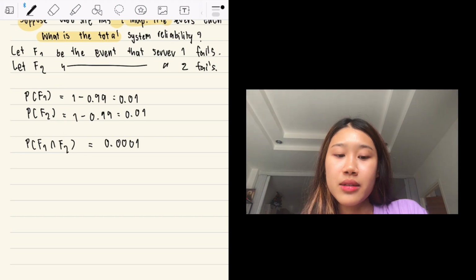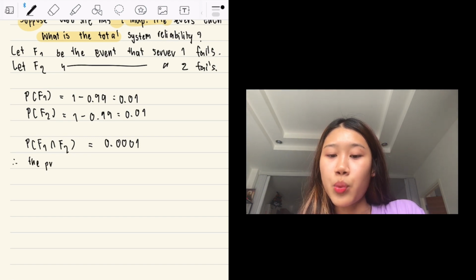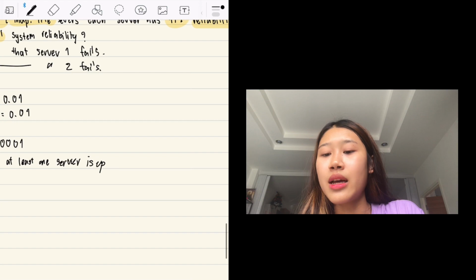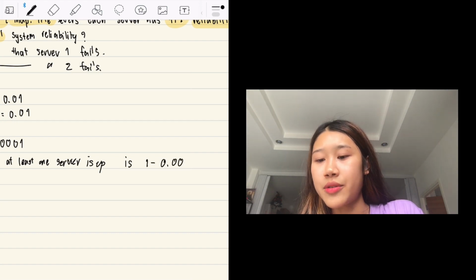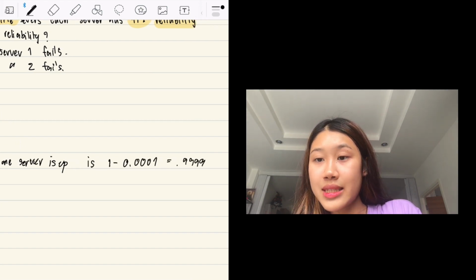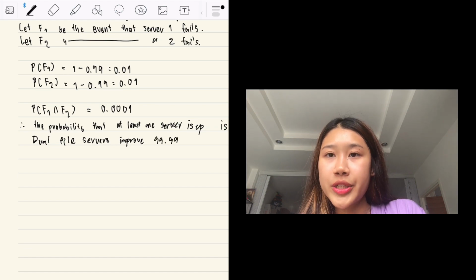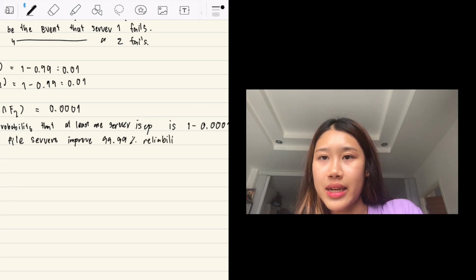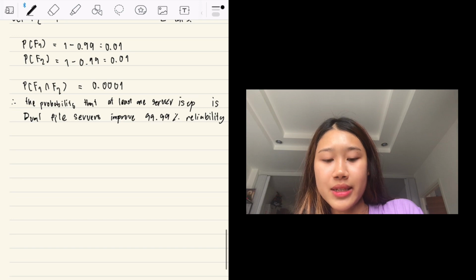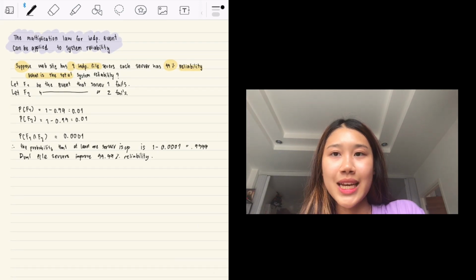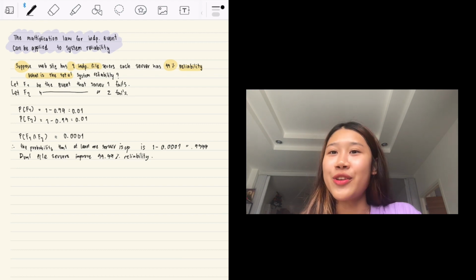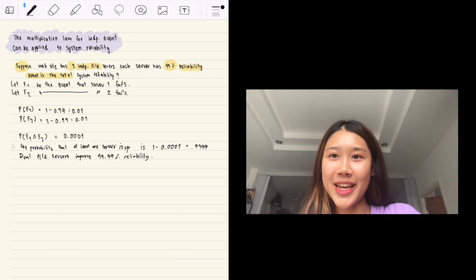So to sum up, the probability that at least one server is up is 1 minus 0.0001, which is 0.9999. So dual file servers improve reliability to 99.99%. I was like, oh my god, math is getting fun. I hope you enjoy it like me. And we are going to move on to redundancy.